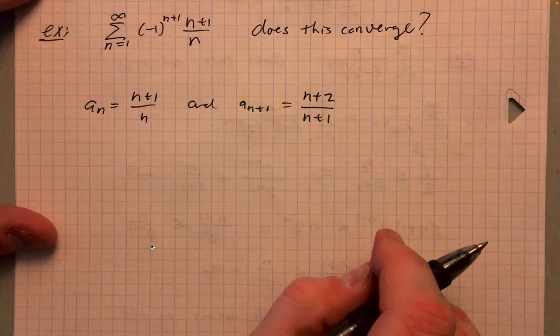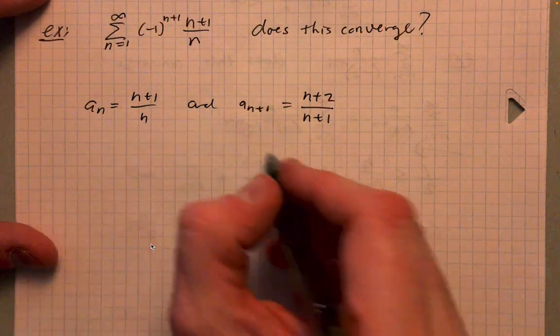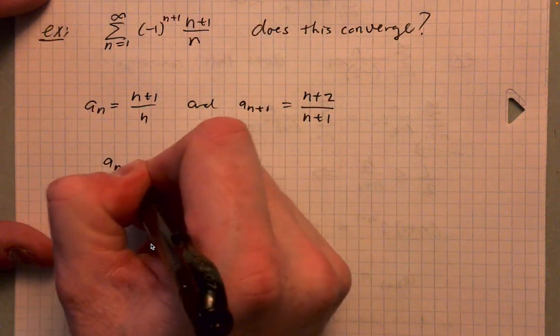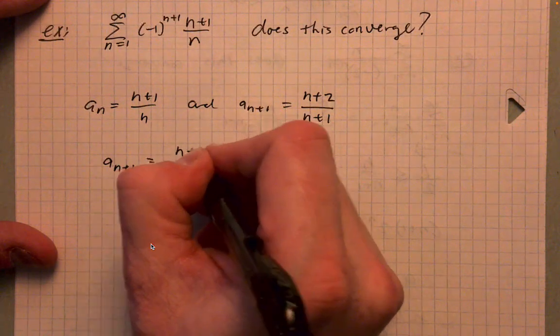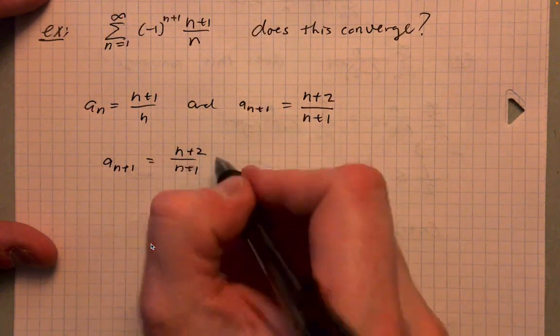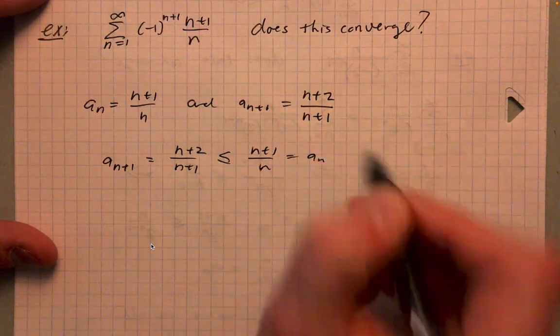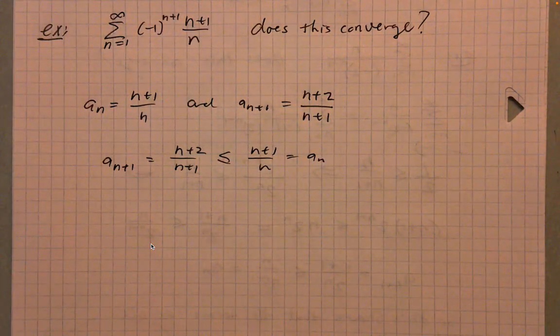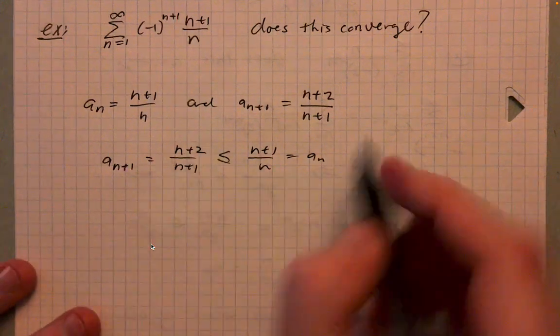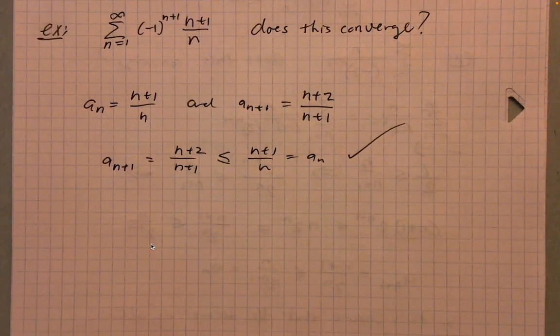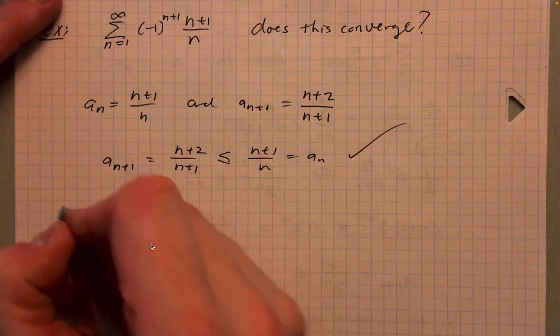Okay. So it turns out that this does meet the criteria. n plus 2 over n plus 1 is always less than or equal to n plus 1 over n, which is your a of n. You can just try a few values, and you'll see that it's definitely true, and that condition holds. So check. That's good. What about the limit of the nth term?